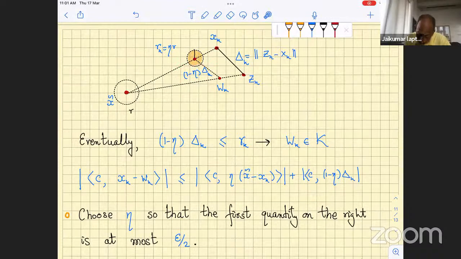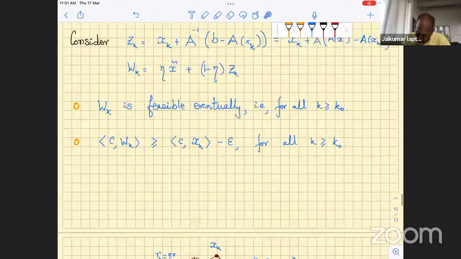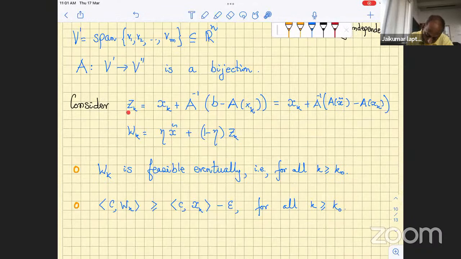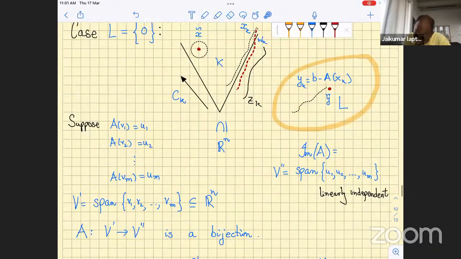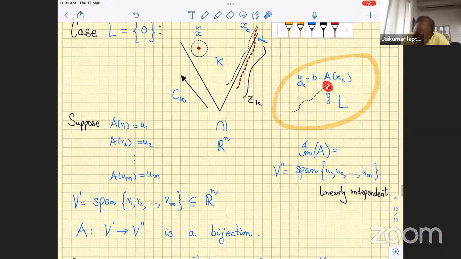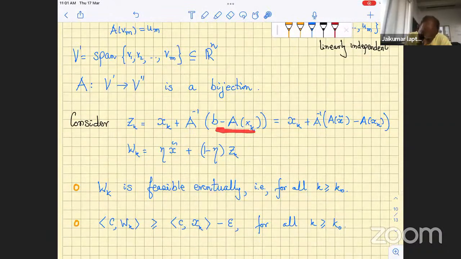as k becomes large, this quantity wk, this zk minus xk, is this quantity, which is b minus axk. B minus axk is basically the distance from 0 of this point. So b minus axk is eventually becoming 0. A fixed linear transformation is being applied to b minus axk. So this quantity is eventually becoming smaller.